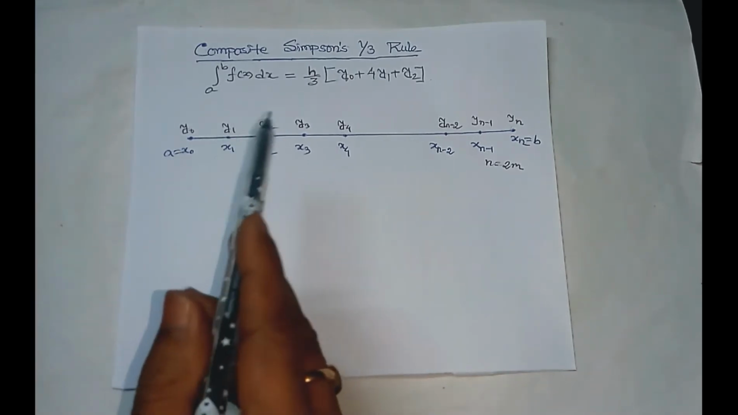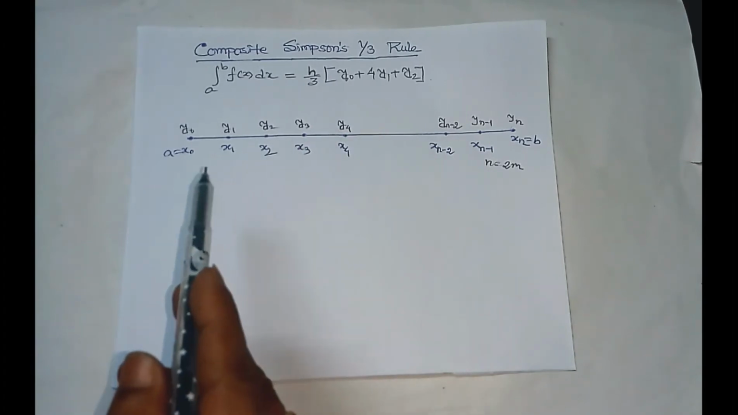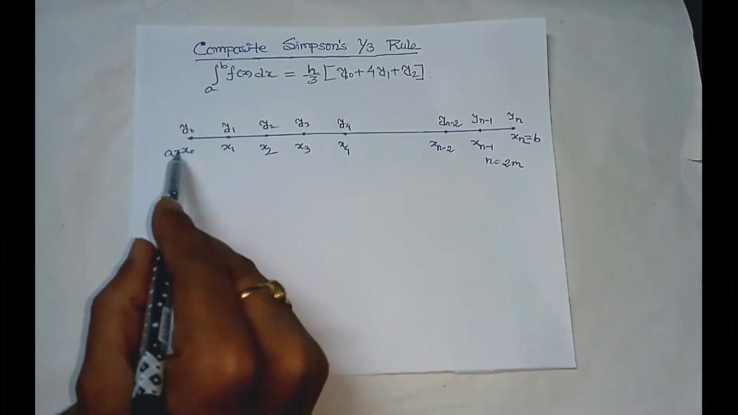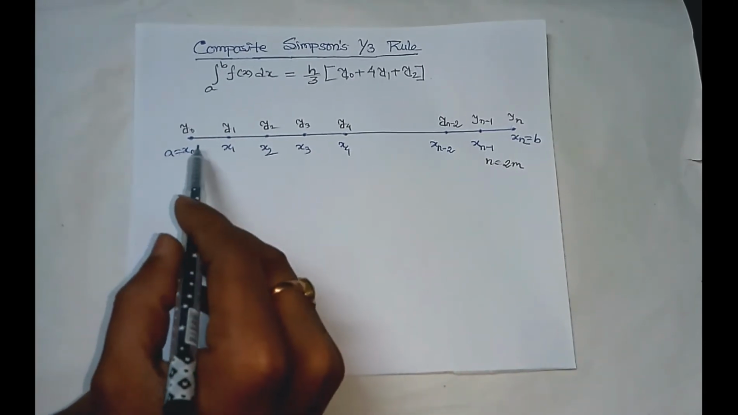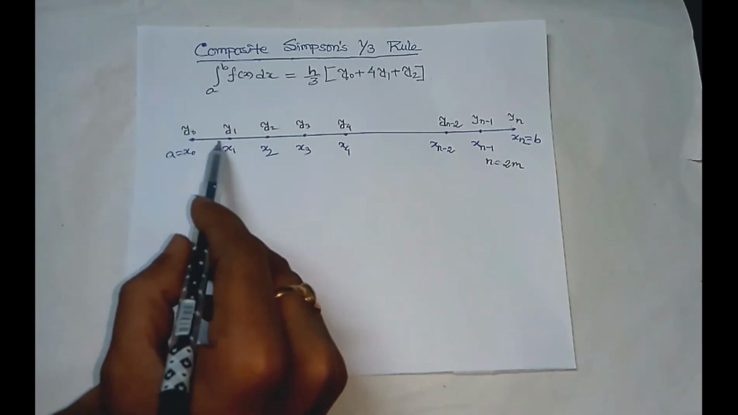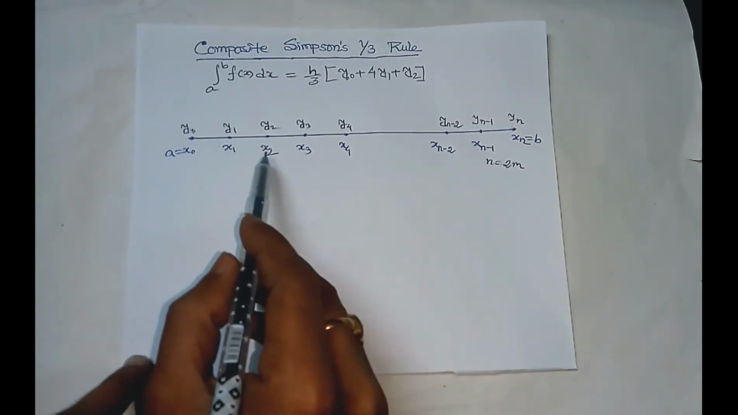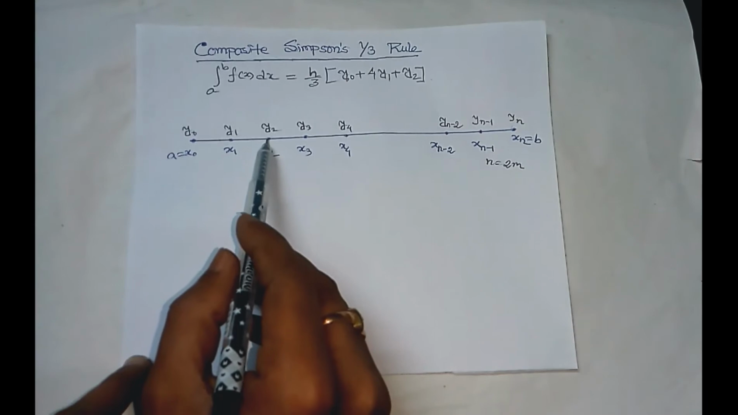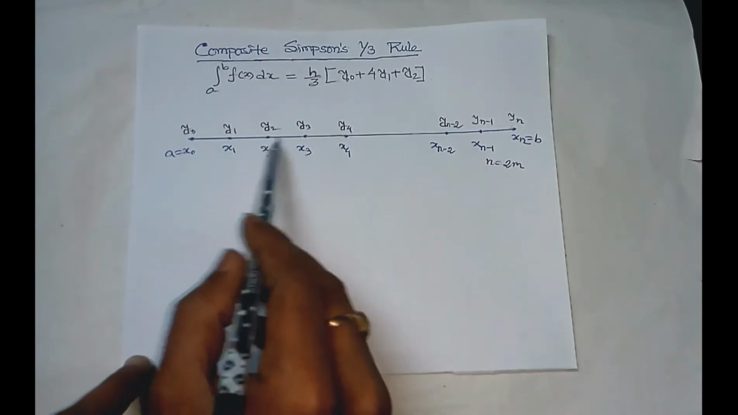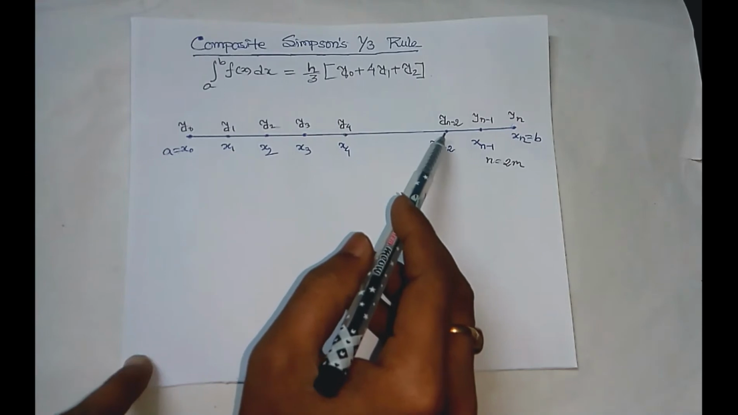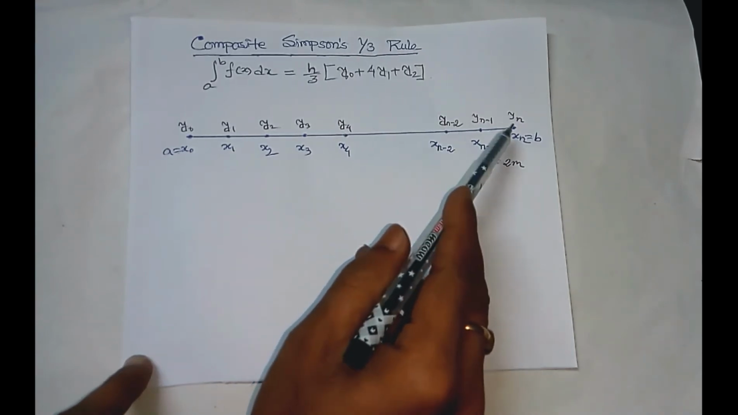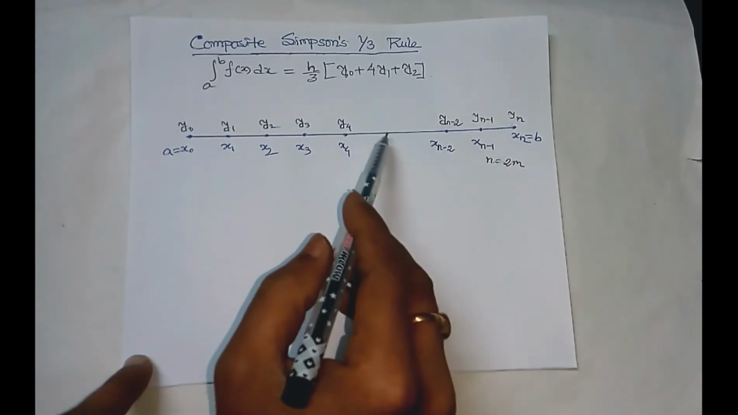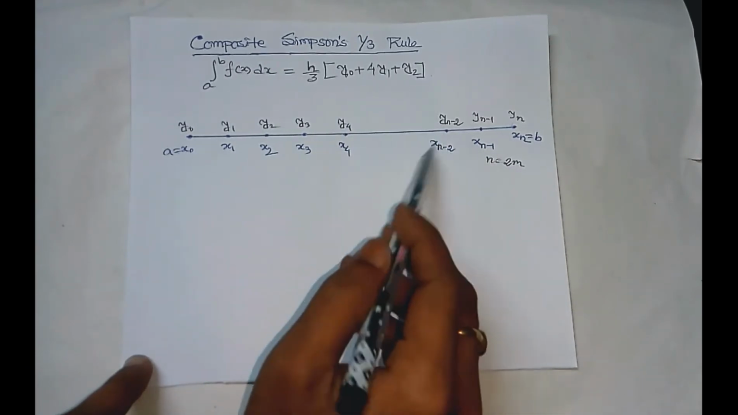Now we want to apply Simpson's one-third rule multiple times in these subintervals. So first we take the first two subintervals from x0 to x2. We shall apply Simpson's one-third rule in this interval once, and next we shall apply Simpson's one-third rule in the next two subintervals from x2 to x4. Continuing in this way, we use Simpson's one-third rule in the final two subintervals from xn-2 to xn. Remember that n is even, so we get an even number of subintervals.